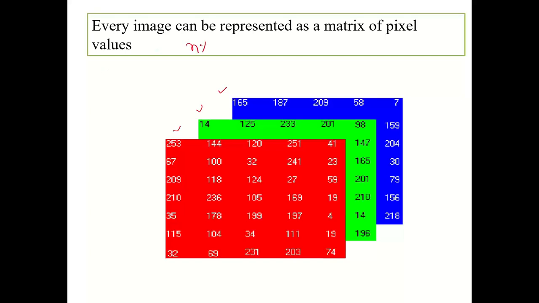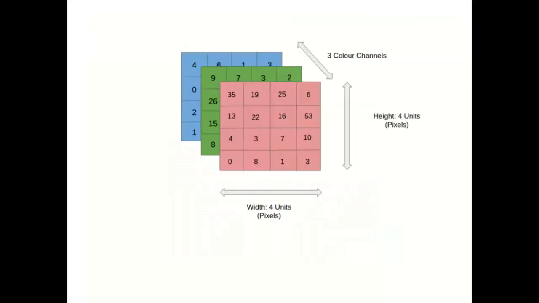We generally represent an image as N cross M cross C, where C is the channel. If an image has 300 height and 400 width, and the channel is 3, that is an RGB image, and 300 into 400 gives the total number of pixels. The channel represents whether it is a black and white, gray, or color image, along with the height and width. This is the representation of an image. Every time we use an RGB image, we need to understand what the RGB image is, what the pixels are, and how to calculate them.